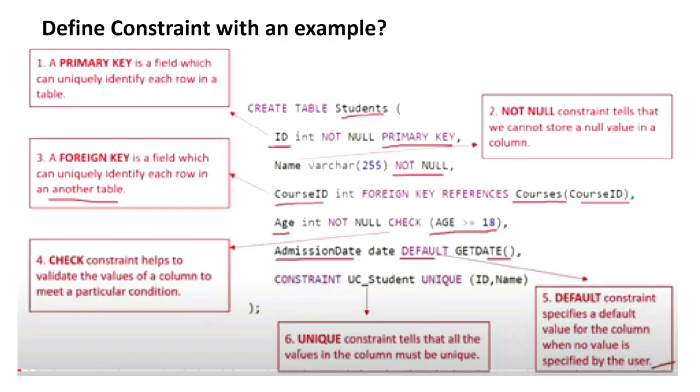Define constraints with an example. We already know constraints are of 6 types: primary key, not null, foreign key, check constraint, unique constraint, default constraint. So I have created an example: create table student. So ID is a primary key, name is not null, course ID is a foreign key, age is not null with a check constraint, age must be greater than or equal to 18. Admission date has a default constraint applied. So if a date is not available, then it gets today's date. And a unique constraint is applied on ID and name.